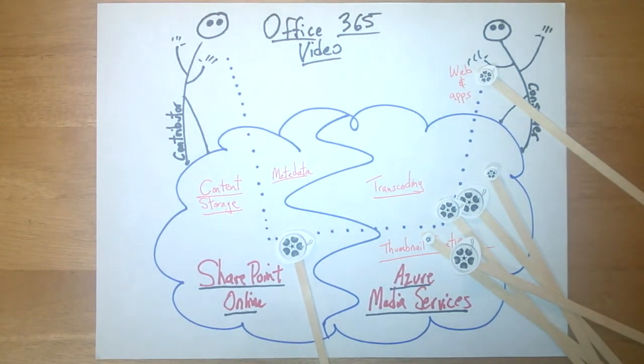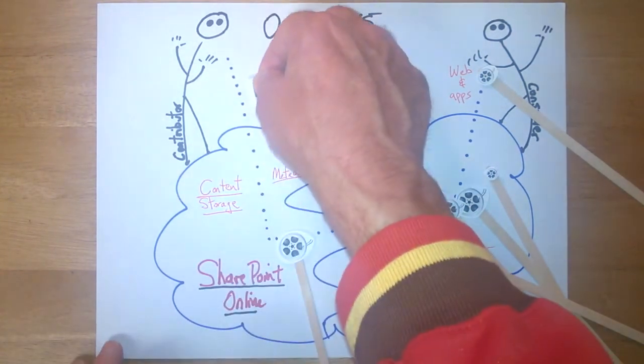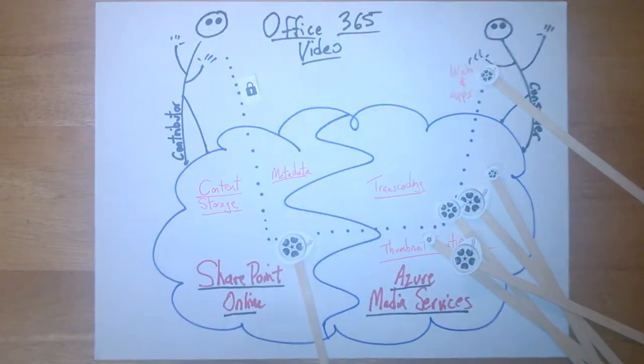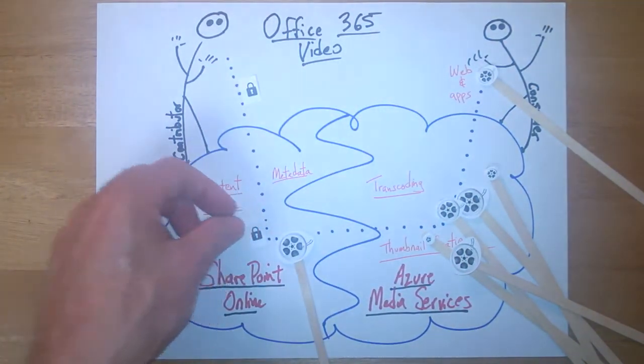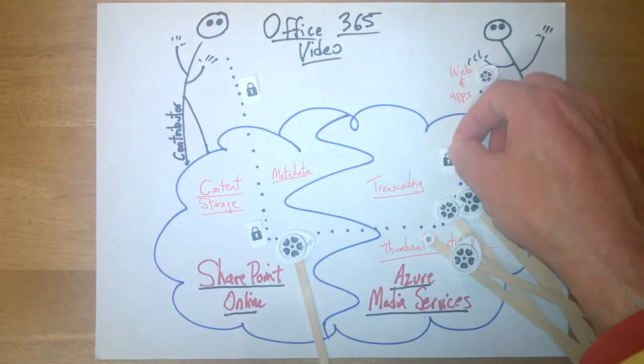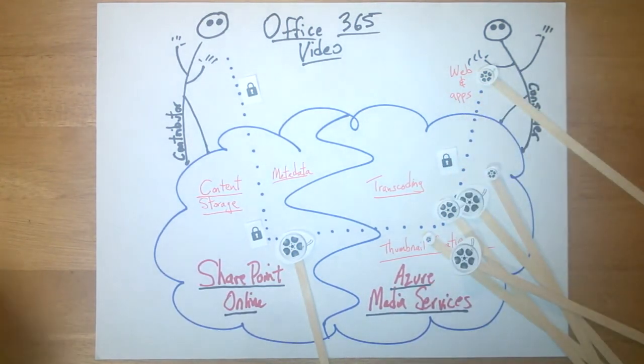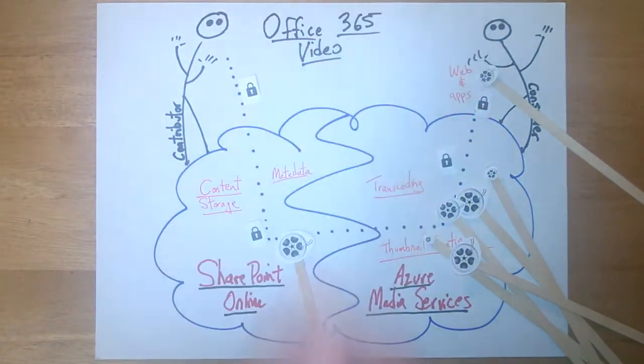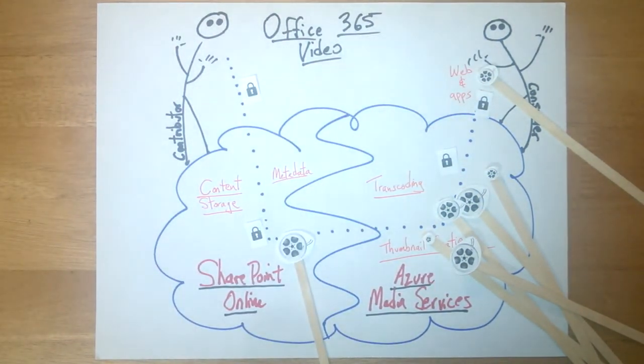Everything that they do here obviously is going to be encrypted. So whether it's coming from that first initial upload, or that file that's stored in SharePoint Online, or any of these versions that are in Azure Media Services, or ultimately as it's being played and served up to that end user, everything is encrypted. That's both encrypted at rest and encrypted in transit.